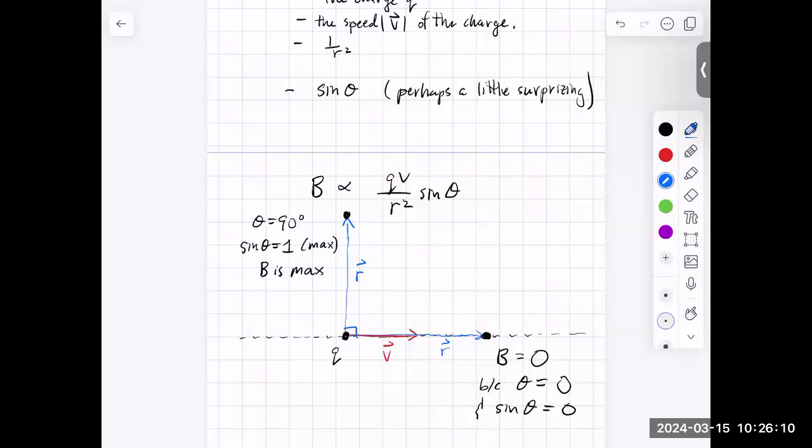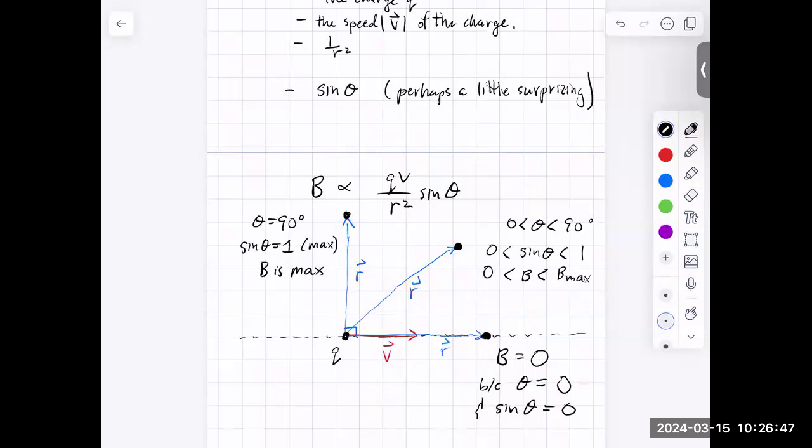And then of course we could have a bunch of intermediate values. So I could have one over here, where here's another R, and here's our point P. Here theta is between 0 and 90 degrees, and sine of theta would be some value between 0 and 1. So we would have the magnetic field somewhere between the maximum value and 0.